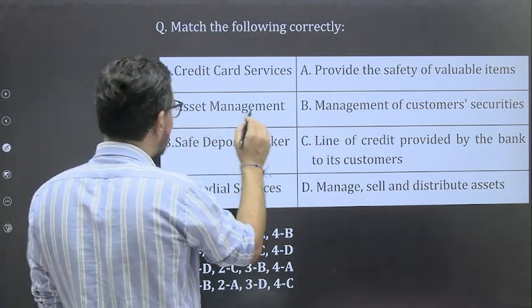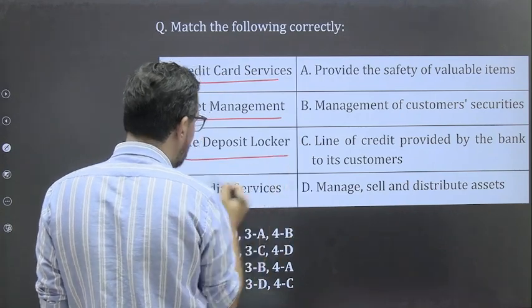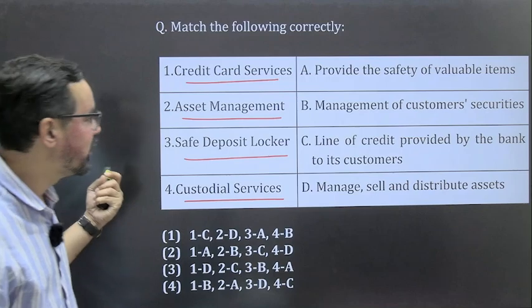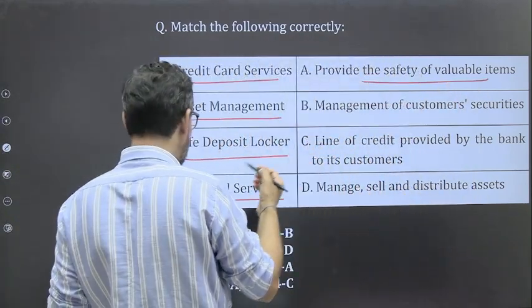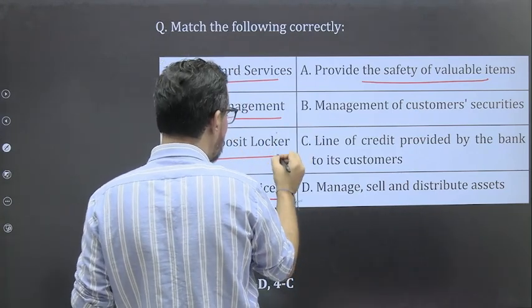Match the following correctly again. Credit card services, asset management, safe deposit lockers and custodial services. These are things you deal with on a daily basis. Safe deposit lockers provide the safety of valuable items, so what will that be? Safe deposit locker will be third, A.